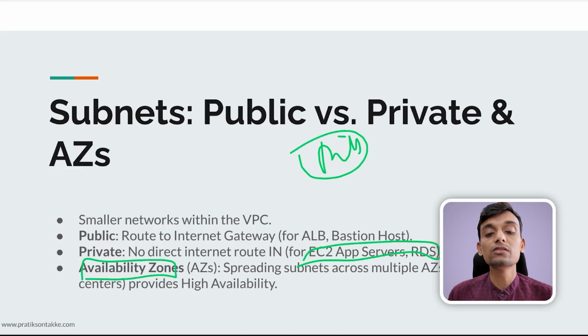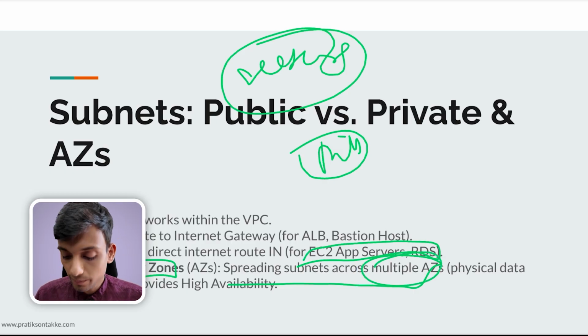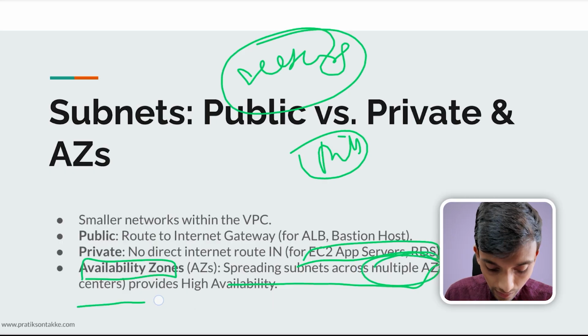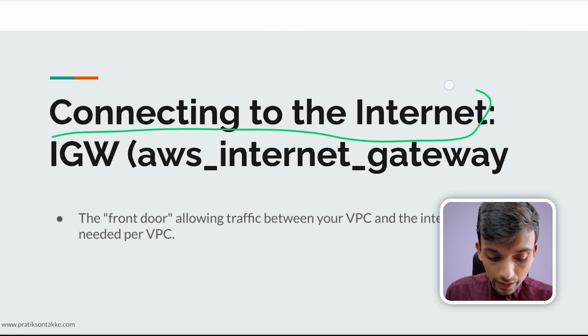Availability zones means sectors. Spreading subnets across multiple sectors is called availability zones. Physical data centers that provide high availability. Then connecting to the internet, IGW.